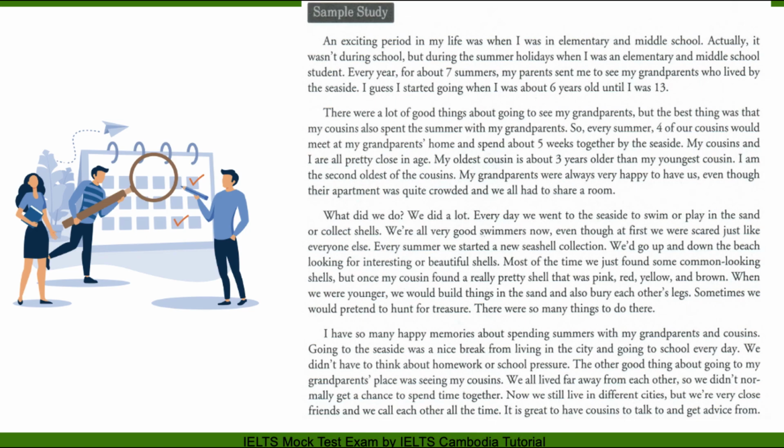When we were younger, we would build things in the sand and also bury each other's legs. Sometimes we would pretend to hunt for treasure. There were so many things to do there. I have so many happy memories about spending summers with my grandparents and cousins. Going to the seaside was a nice break from living in the city and going to school every day. We didn't have to think about homework or school pressure.